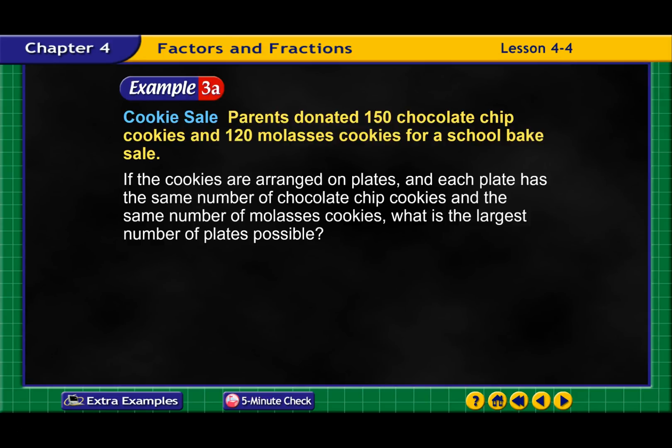All right, so you might see something like this. Parents donated 150 chocolate chip cookies and 120 molasses cookies for the bake sale. If the cookies are arranged on plates, each plate has to have the same number of cookies because it looks pretty like that, with the same number of molasses cookies and the same number of chocolate chip cookies. What is the largest number of plates possible?